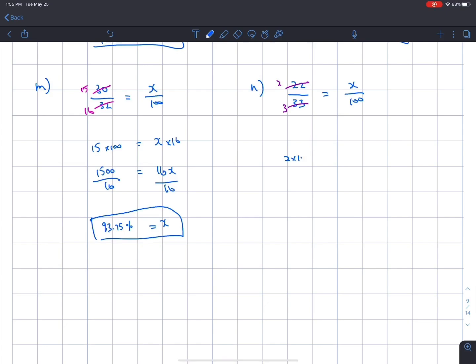Cross multiply. 2 times 100 equals x times 3. 200 equals 3x. And finally, just divide both sides by 3. We get x equals 66 and 2/3%.